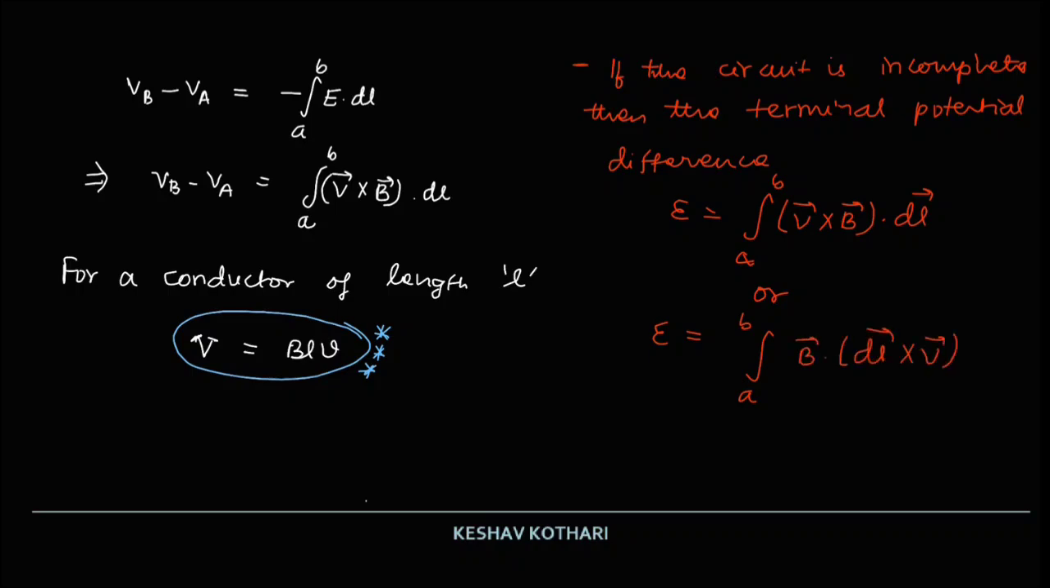So from the equations which we have written, it can be said that dl cross V is the area swept per unit time by the length dl vector, and hence I can say that B dot dl cross V is the flux of the induction through this area. And we can say that the motional EMF can be written in these three equations.